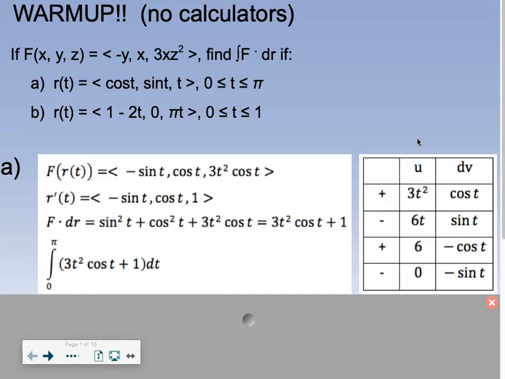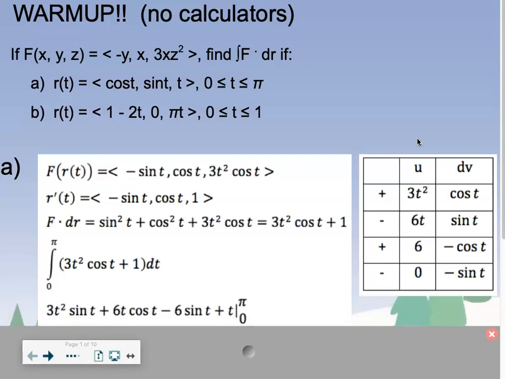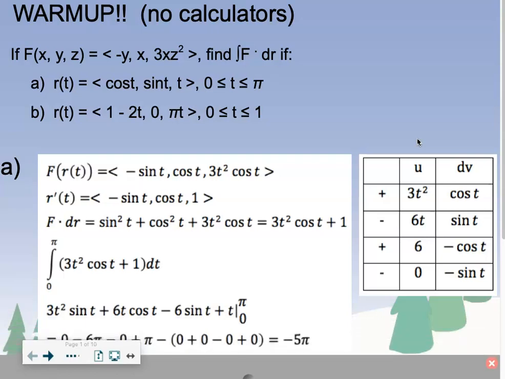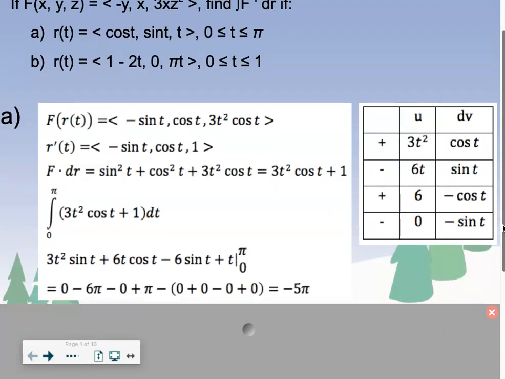I think this would have also worked okay in polar. I didn't try it in polar, so I don't know. Did anyone else try it in polar? Or did you just stick with the other method? Anyway, I got an answer of negative 5 pi.